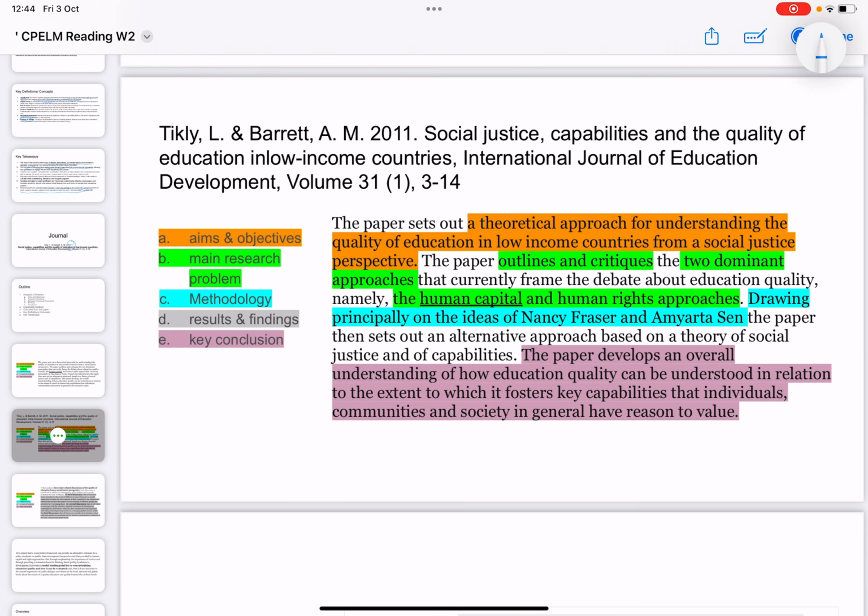This is a very long abstract, but we'll go into it. This paper sets out a theoretical approach for understanding the quality of education in low-income countries from a social justice perspective. There are two dominant approaches. The first is the human capital approach, and the second is the human rights approach. Drawing principally on the ideas of Nancy Fraser and Amartya Sen, the paper sets out an alternative approach based on the theory of social justice and capability. The paper develops an overall understanding of how education quality can be understood in relation to the extent to which it fosters key capabilities that individuals, communities, and society in general have reason to value.